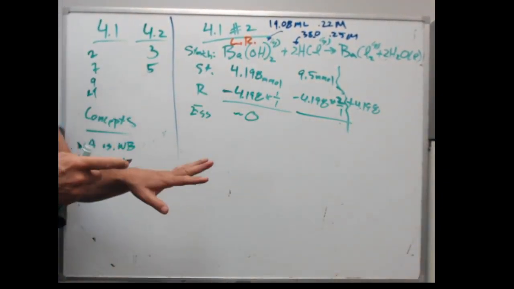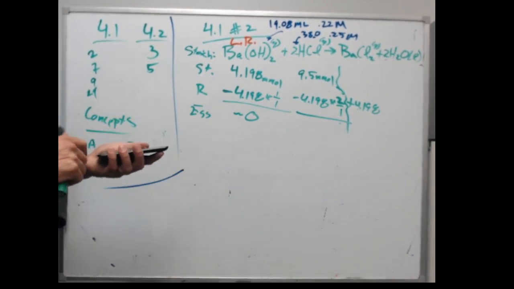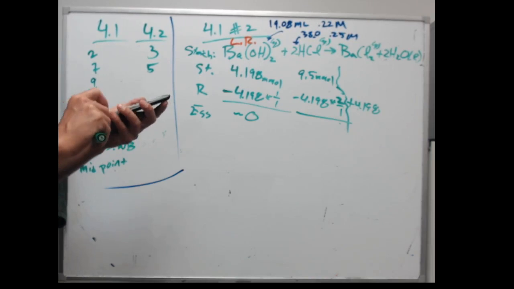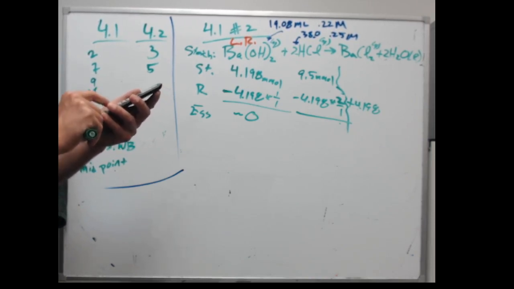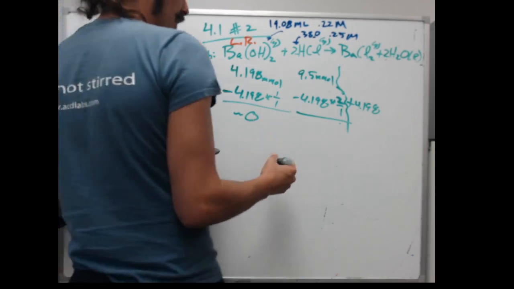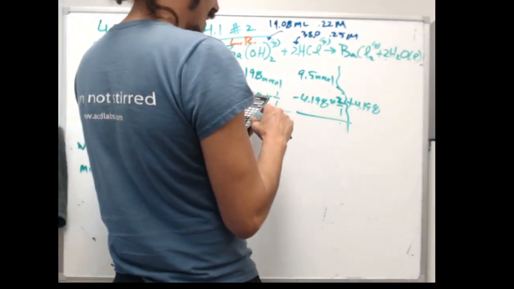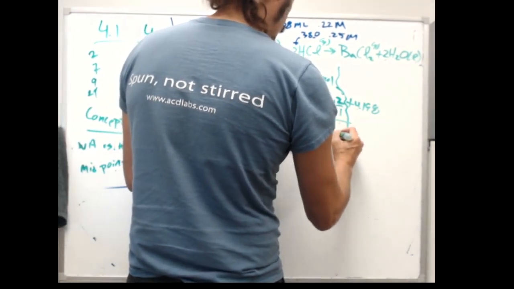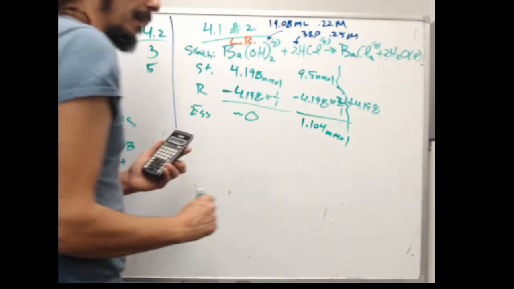Is this good so far? Stoichiometry is okay? I think I know what you're going to do next. I think I just messed up on the stoichiometry part. Oh, okay. So we do 9.5 minus 4. Oh, that's not right. 4.198 times 2. And we get a kind of small number. Is that right? Did I make a typo? No, that should be right. We get 1.104 millimoles left over.